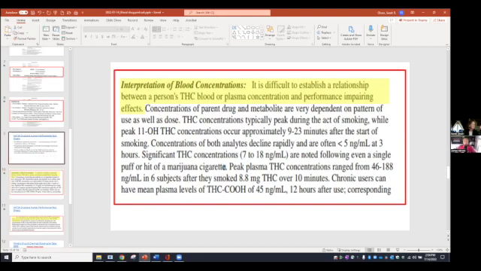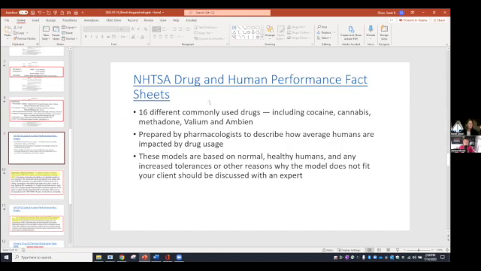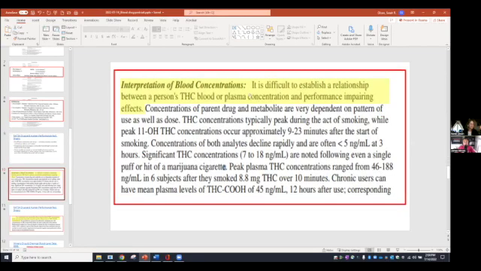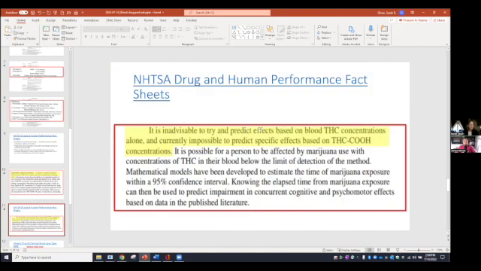I'm sure y'all are familiar with NHTSA and their reports, but they have a drug and human performance fact sheet for each drug, including marijuana. In that fact sheet, it says it's difficult to establish a relationship between a person's THC blood or plasma concentration and performance impairing effects. It also says it's inadvisable to try to predict effects based on blood THC concentrations alone, and it's impossible to predict specific effects based on this metabolite. Here it's called THC-COOH, but our lab calls it THCA. Okay, that's great.